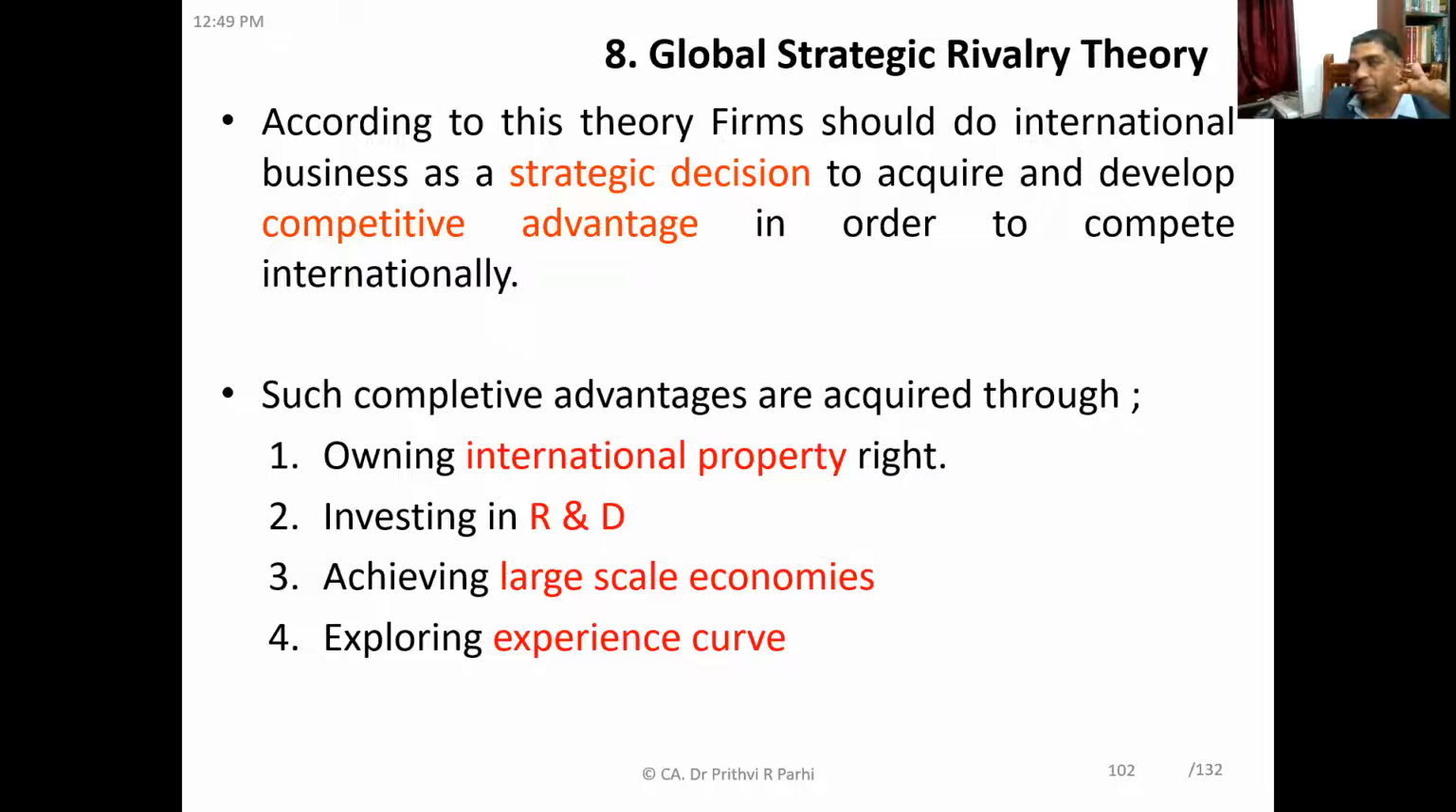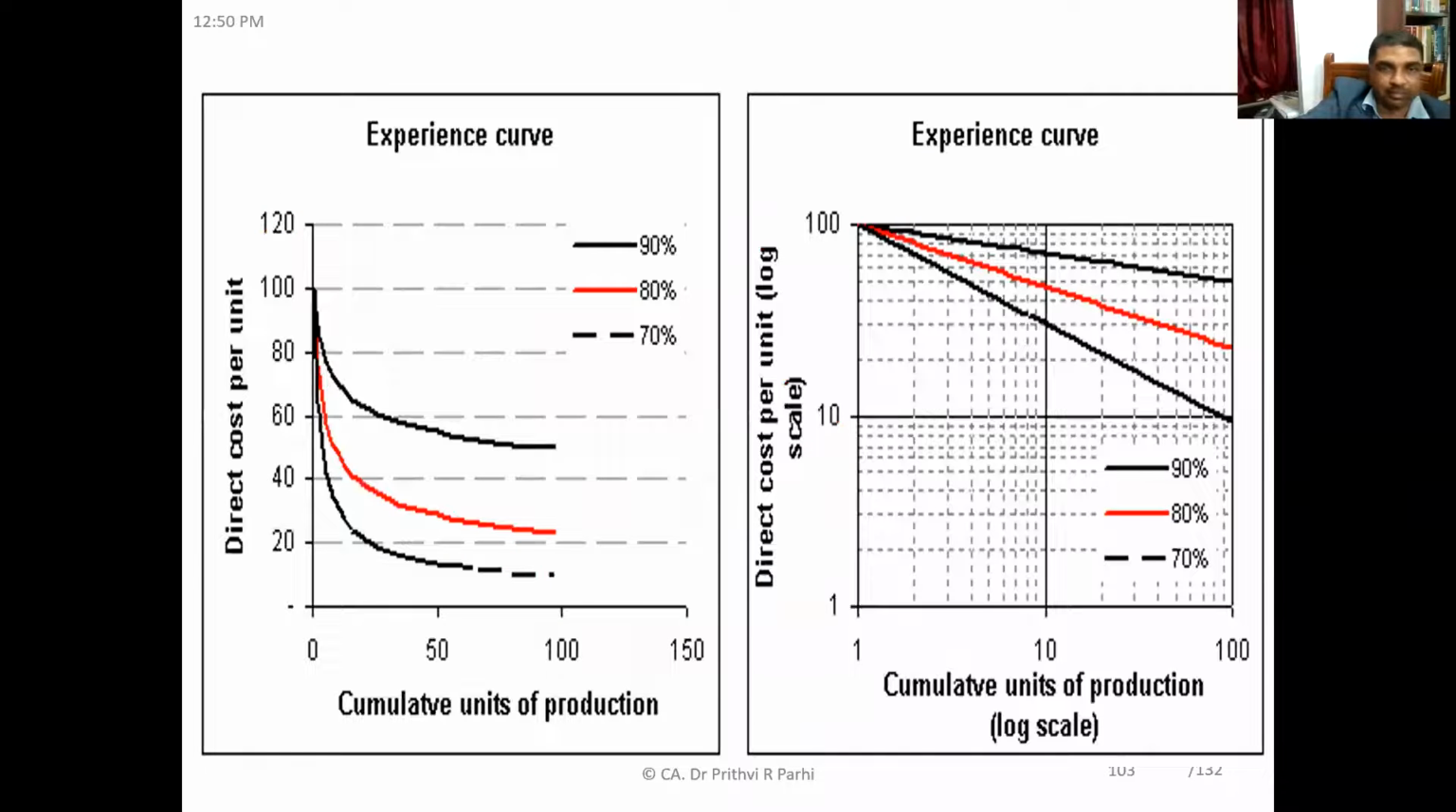So as you know, when a person or a particular sector or particular company or firm produces something, it gains experience. And over a period, it becomes more efficient in production of those goods and services. Just to gain that experience, one may participate in international trade and commerce. So these are competitive advantages which can be acquired directly or indirectly in the process of global strategic rivalry theory. So this is what the theory suggests, that as a strategic decision, one may participate in international trade and commerce.